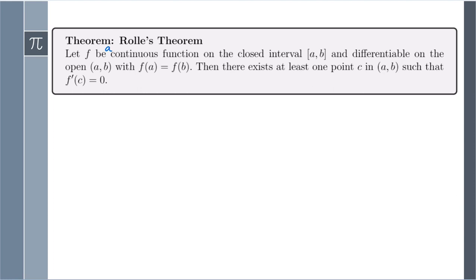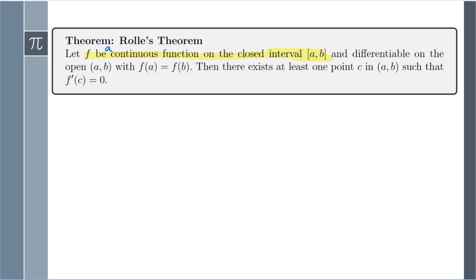There are a few conditions that we need to pay attention to here. f must be continuous on the closed interval [a, b]. That's the first condition. Continuous means there's no break. We can draw the graph without lifting our pencil from the paper. So it's a smooth, continuous graph.